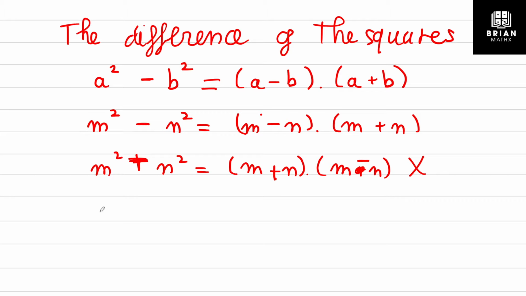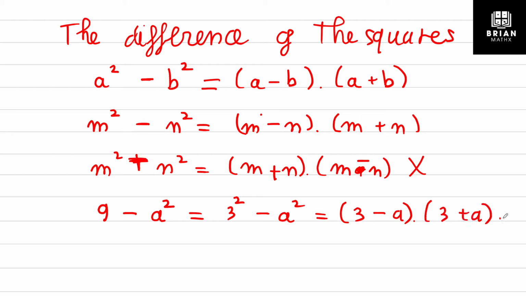Another example: we can write 9 minus a square. How can we factorize this one? It's not easy. We can write 9 as something squared. 9 equals 3 square, so I change the form to 3 square minus a square. Then I get 3 minus a multiplied by 3 plus a. Yeah, that's all. So we continue practicing with some examples.